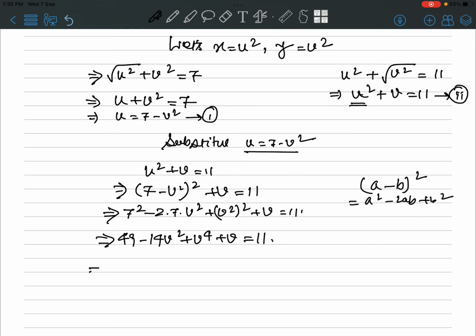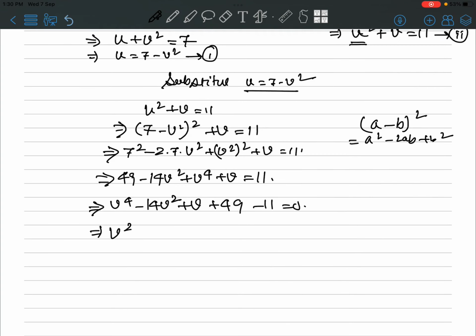Now write this equation in descending order. So v to the power 4 minus 14 v square plus v plus 49 minus 11 equals 0. Now simplify it: v to the power 4 minus 14 v square plus v plus 38 equals 0.